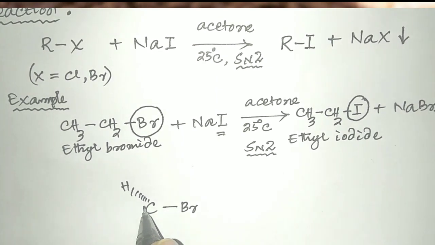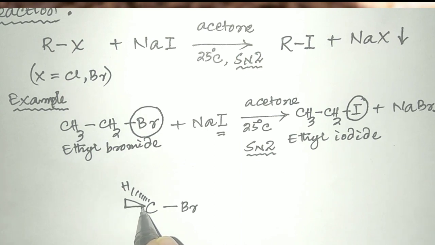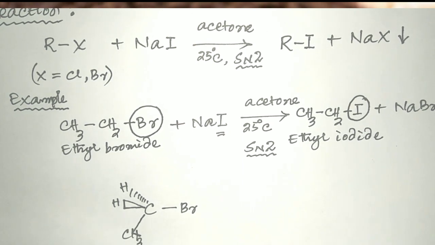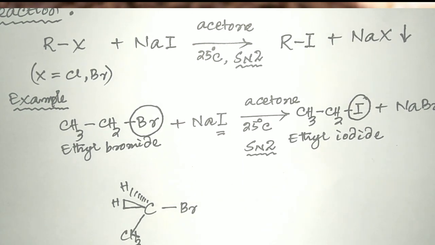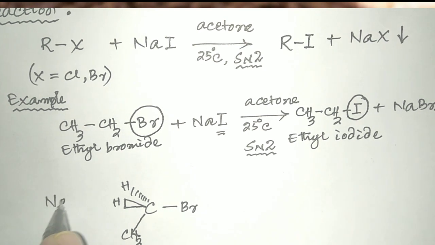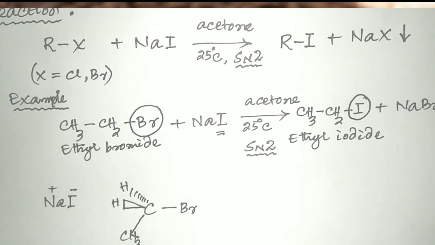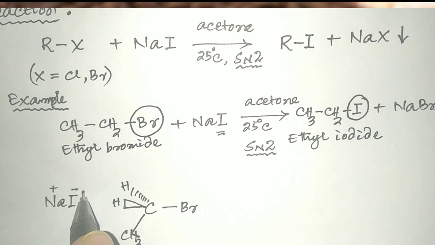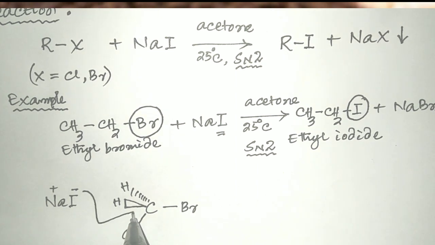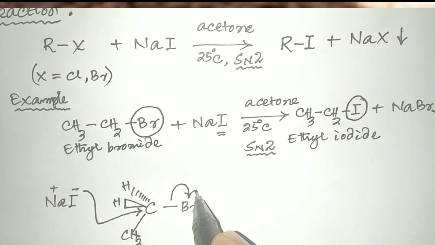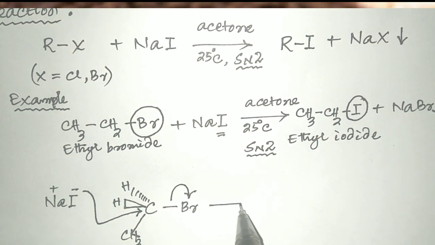This is carbon that is attached to one hydrogen, this is the second hydrogen, and one CH3 group that is attached. This is your ethyl bromide molecule. NaI is the reagent here, where Na plus and I minus ions are there. This I minus will act as the nucleophile and will attack the carbon center from a direction opposite to the leaving group. Here the leaving group is bromide.